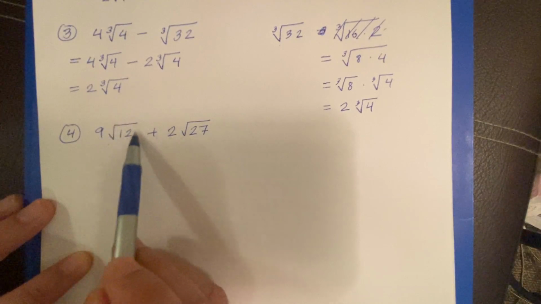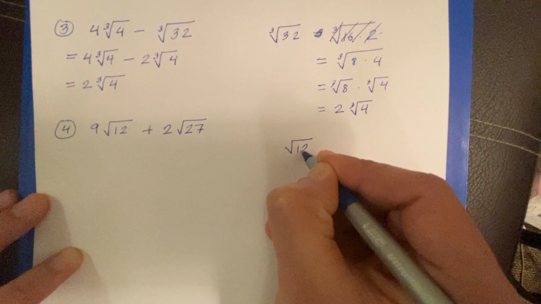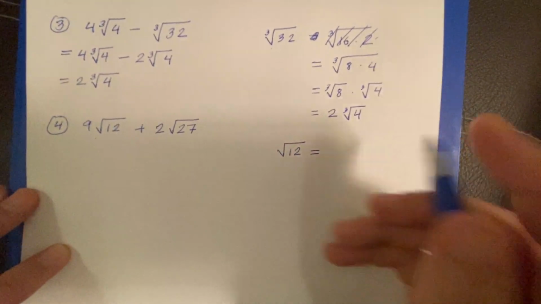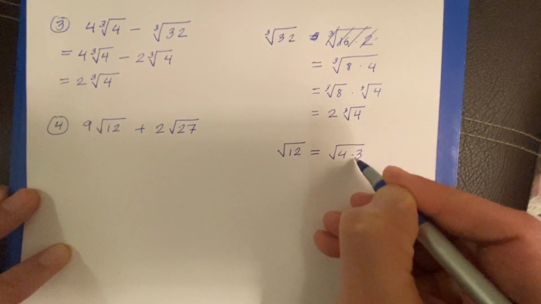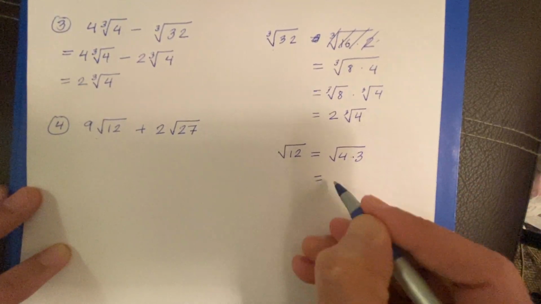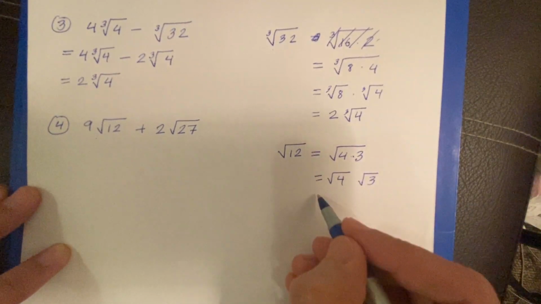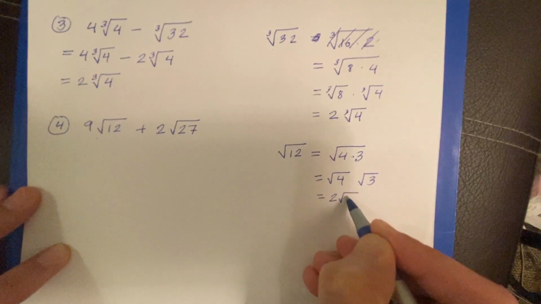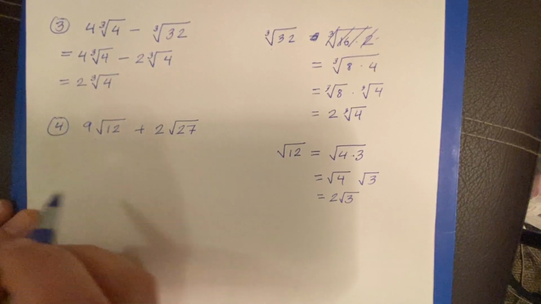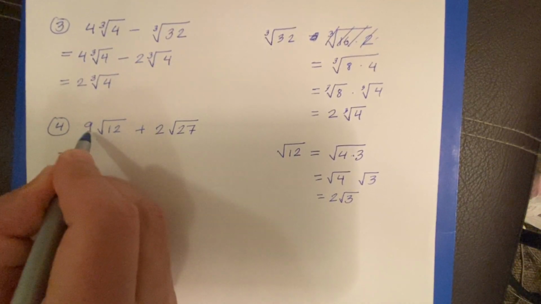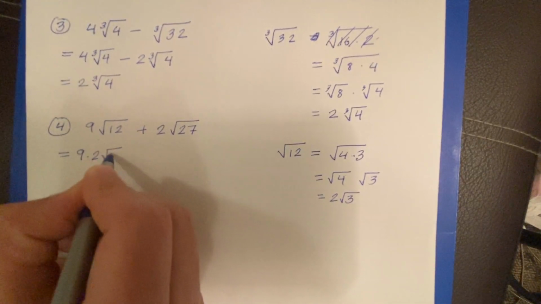So here it's now square root, right? So square root of 12, well, 12 we can also say 4 times 3, because 4 times 3 is 12. And you can split this into two terms. So square root of 4 is 2 times square root of 3. Right, so here what we can do is we still have this 9, so 9 times 2 times square root of 3.